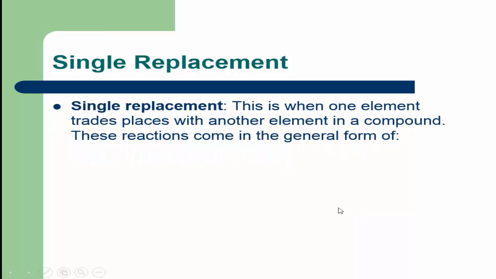Single replacement reaction. This is when one element trades places with another element in a compound. The general form would be, usually, this metal replaces this metal. A replaces B, and now you have a compound AC, and what's left over is B.